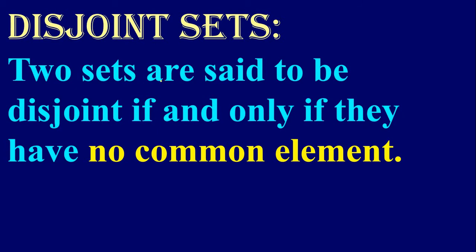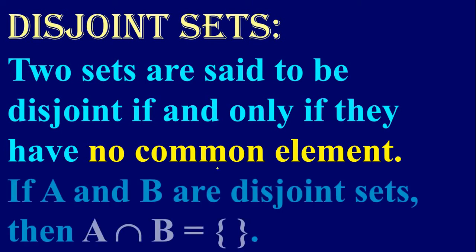So next we study disjoint sets. Two sets are said to be disjoint if and only if they have no common element. So if there is no common element in two sets, then they are called disjoint sets. Here A intersection B should be the empty set. That is, there is no common element in A and B. So for disjoint sets, we get A intersection B is the empty set.